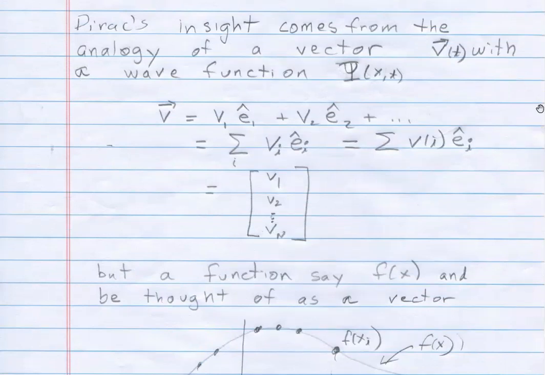Well, Dirac's insight comes really from an analogy of the wave function with a vector. And I'm kind of thinking here for the time being of the velocity vector, so I used v, but it could be any general vector. And if it's velocity, velocity can vary with time. And so it's parameterized by the time.